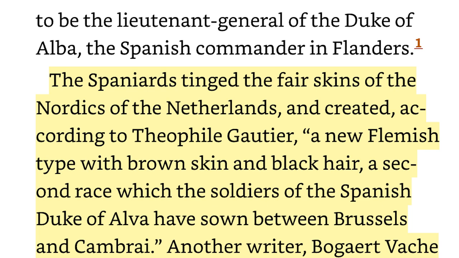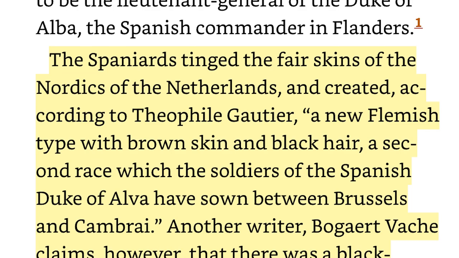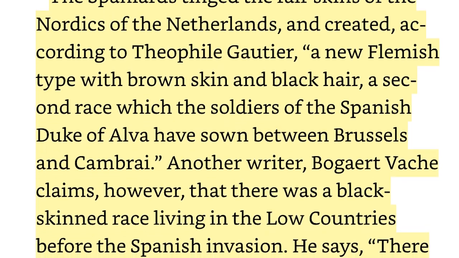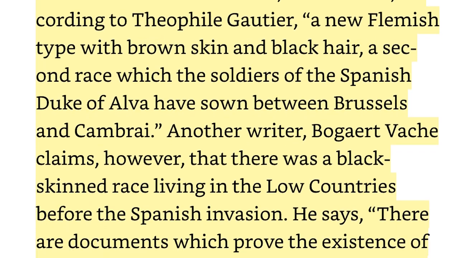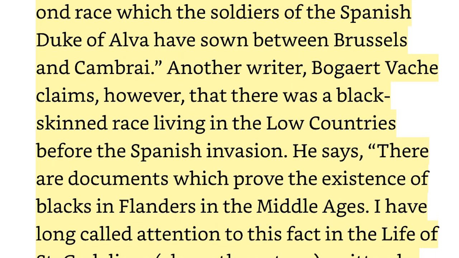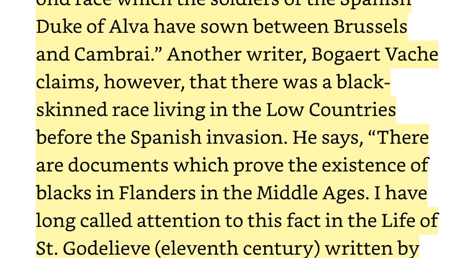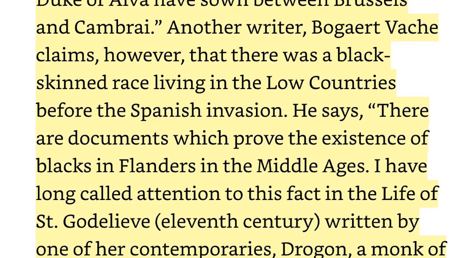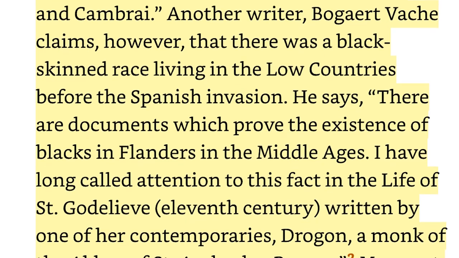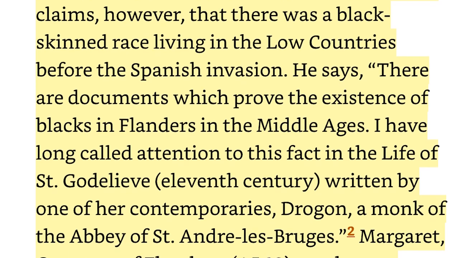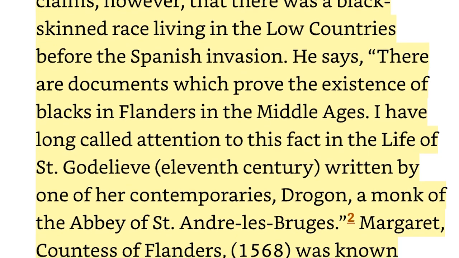The Spaniards tinged the fair skins of the Nordics of the Netherlands and created, according to Théophile Gautier, a new Flemish type with brown skin and black hair. A second race which the soldiers of the Spanish Duke of Alba have sown between Brussels and Cambrai. Another writer, Bogaert Vache, claims, however, that there was a black-skinned race living in the Low Countries before the Spanish invasion. He says there are documents which prove the existence of blacks in Flanders in the Middle Ages.